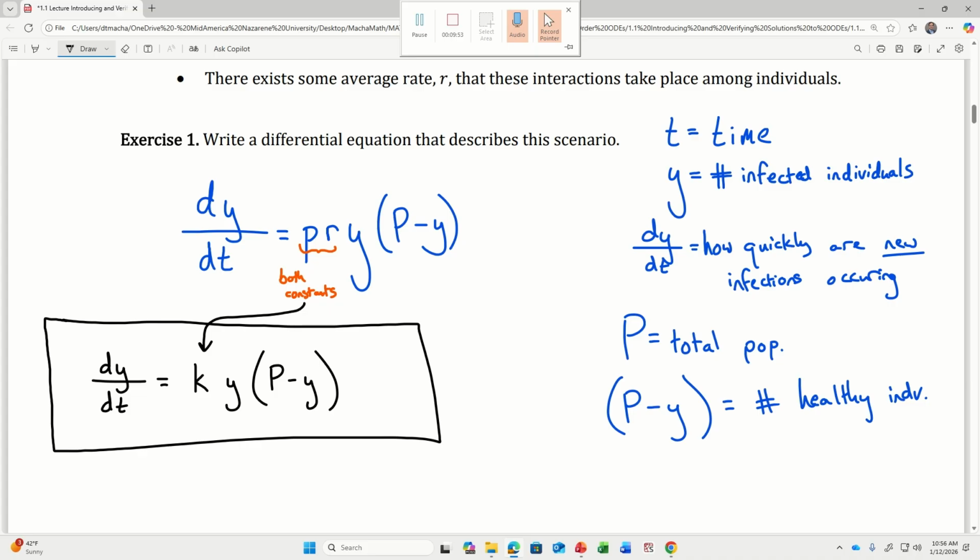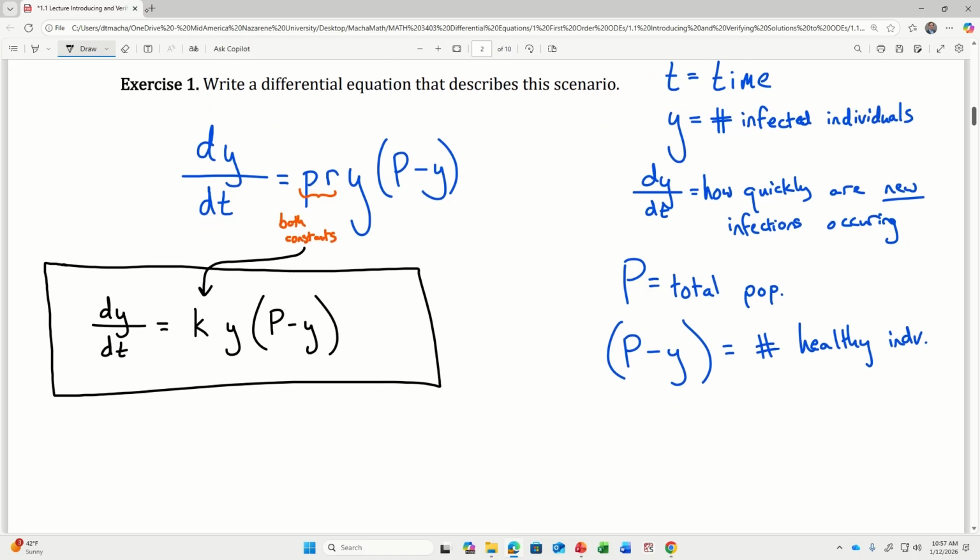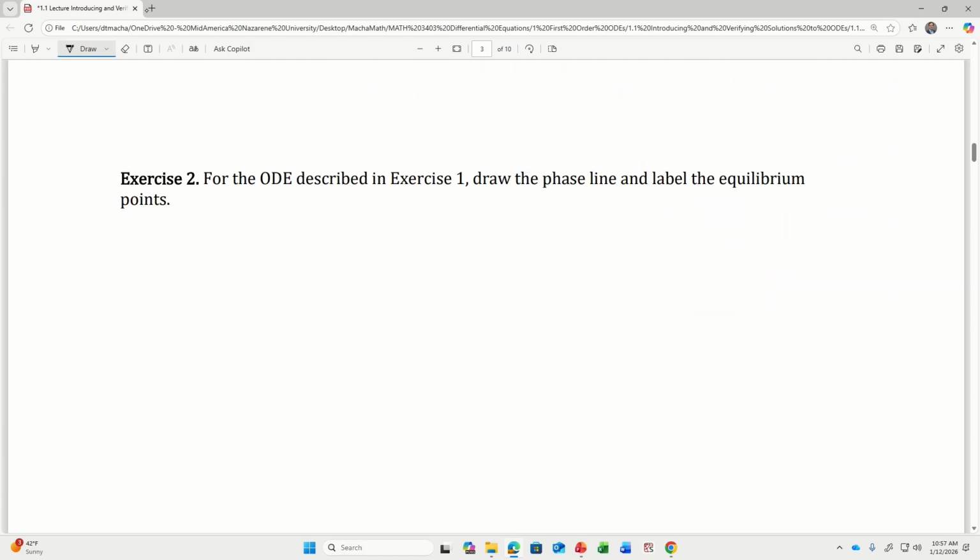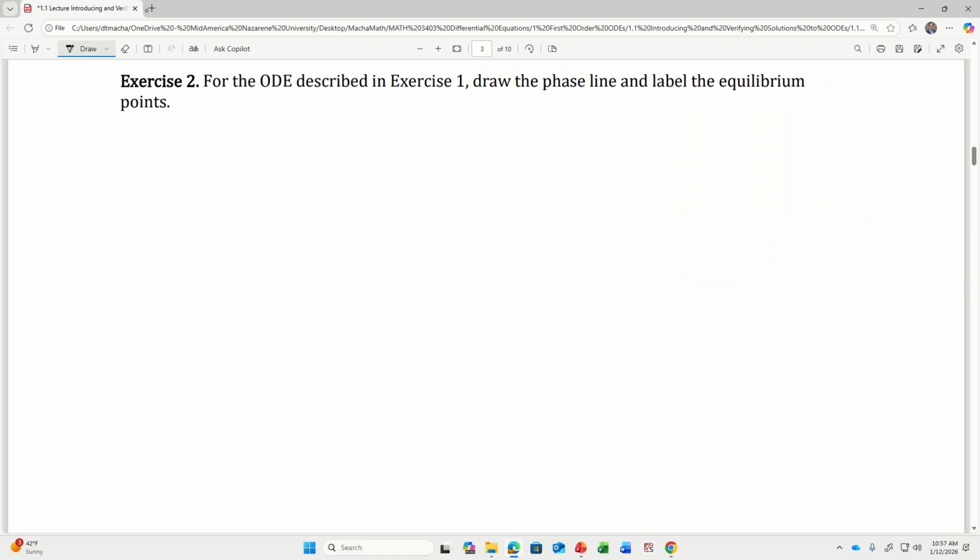So now we just need to solve this equation for y, and we will do that here in a minute. But maybe before we even solve it, we'll also talk a little bit about other things we can learn just from looking at the diffeq. Like exercise 2 says, for the ODE described in exercise 1, I'll go ahead and write that down again. Draw the phase line and label the equilibrium points.